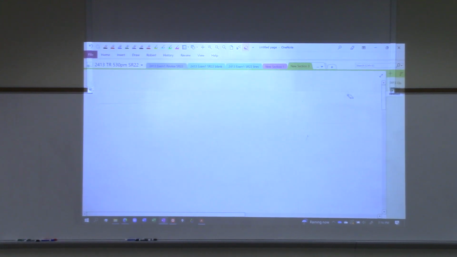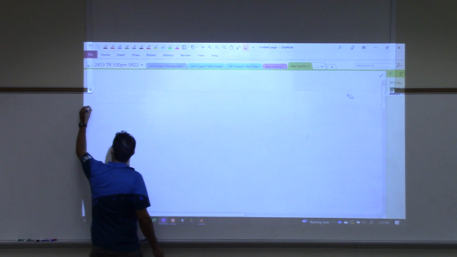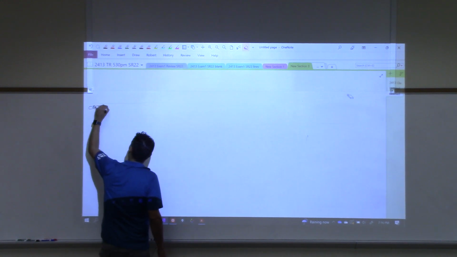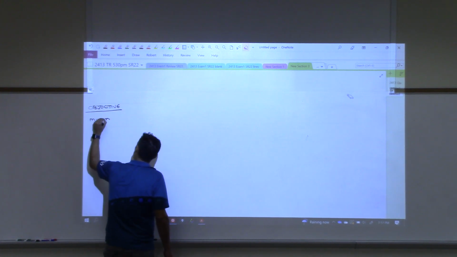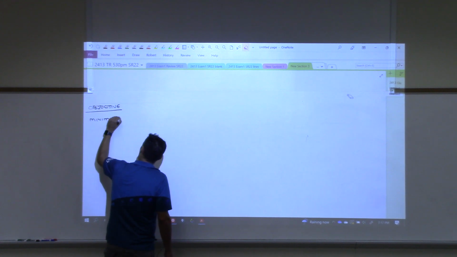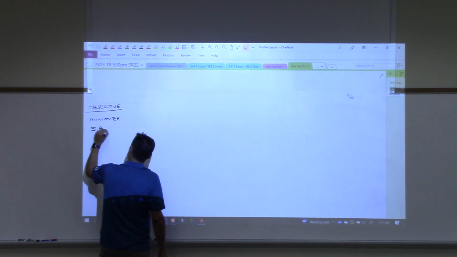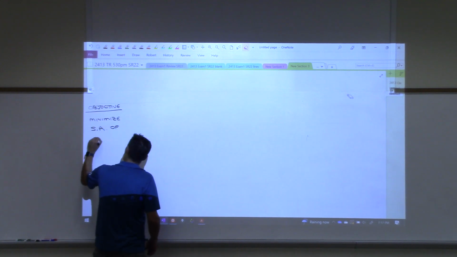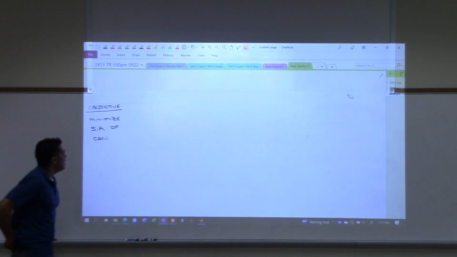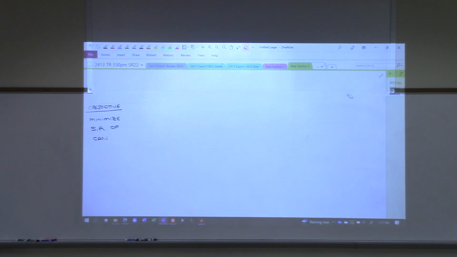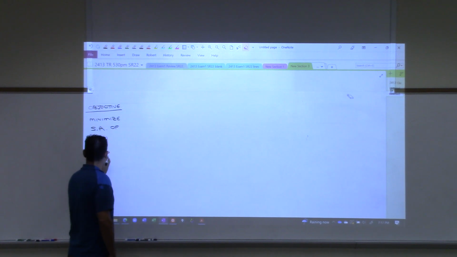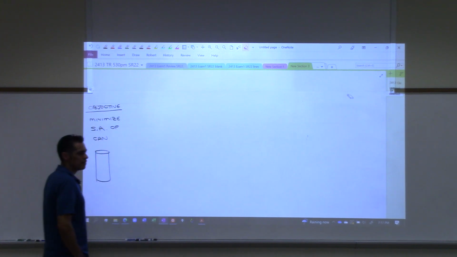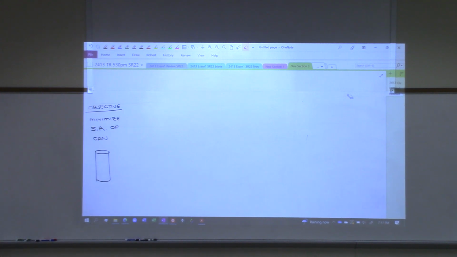Got it? Objective. Find the smallest surface area. I'm going to say minimize. Minimize surface area of a can, right? We want to minimize the surface area of a can. We should draw a can, shouldn't we? Sure. Okay, so here's my can. Kind of tall. It's a Red Bull can.